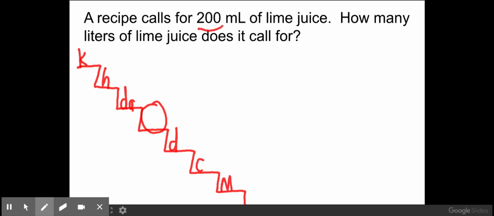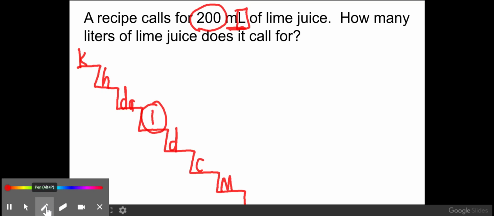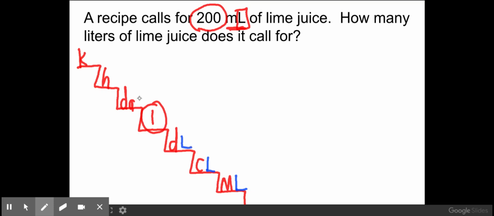Now, I know that I'm working with liters because of the L right here, which means I'm working with capacity or liquids. So that means that my L for liters will go here, as well as putting the L at the end of every single one of these, like milliliters, deciliters, centiliters. So I put my L down for each step, and then I can solve.